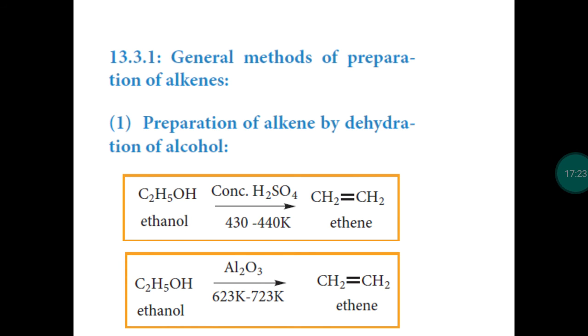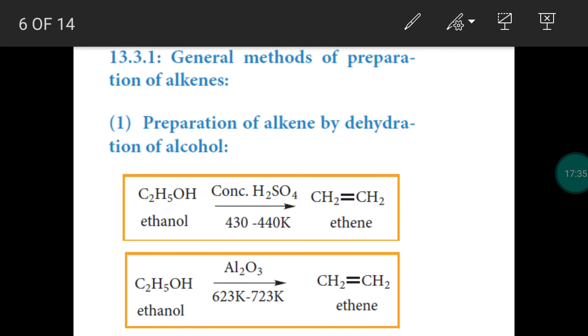Then how can we prepare these alkenes? First one, elimination reaction. A water molecule will be eliminated. The process is called dehydration of alcohol. From the alcohol, a water molecule will be eliminated. It is called dehydration. Hydration is the addition of water. Dehydration is the removal of water.